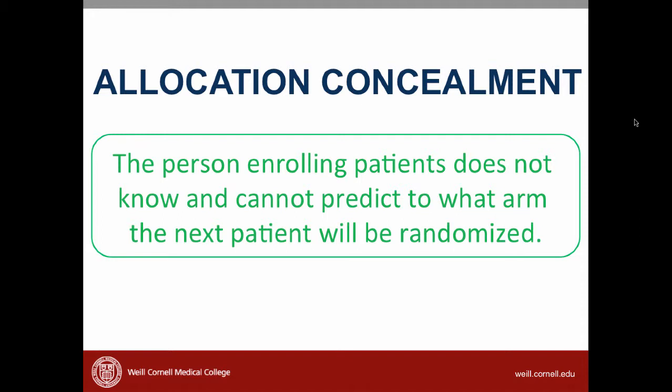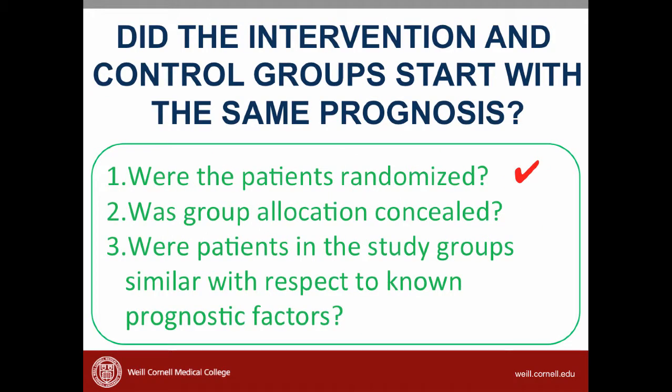I've actually read through the article and couldn't find any reference to allocation concealment. The researchers talk about blinding, but not specifically allocation concealment. If we go back to our checklist, we can give that question a question mark because we don't know the answer. Continuing on, let's look at the third question.